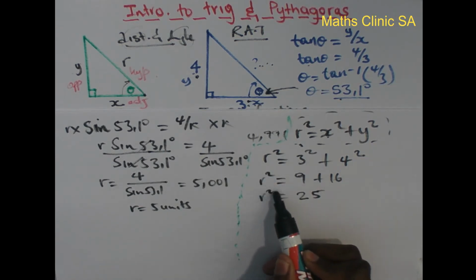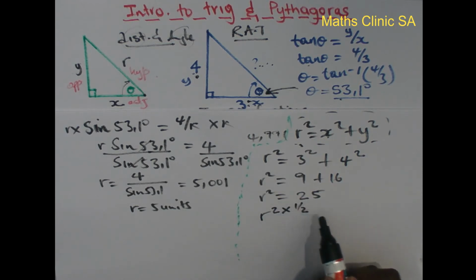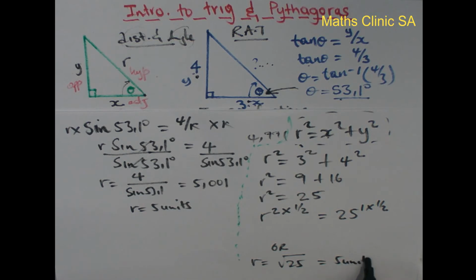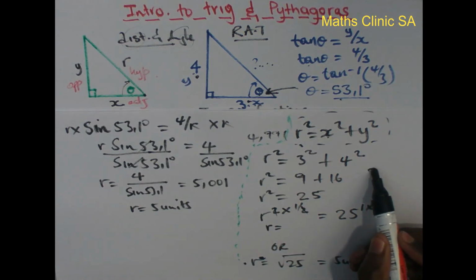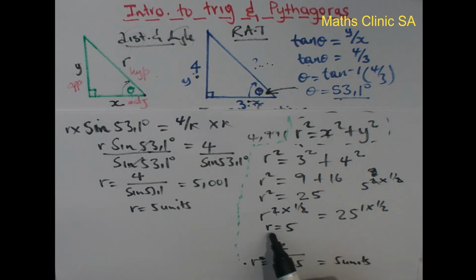So we want r, not r squared, so we remove the exponent 2 by multiplying by its inverse, which is a half, on the 25 side too. Or as a shortcut, you just take the square root on the other side. So the square root of 25 is 5 units, which is the same as before. The reason I put the half is the same thing, but the shortcut is that when you want to remove the 2 from the exponent, you take the square root on the other side. Then the 2 and the 2 cancel and you have r to the exponent 1. On the other side, 25 is 5 to the exponent 2, multiplied by the half, so the 2 and the 2 are gone, so r equals 5.